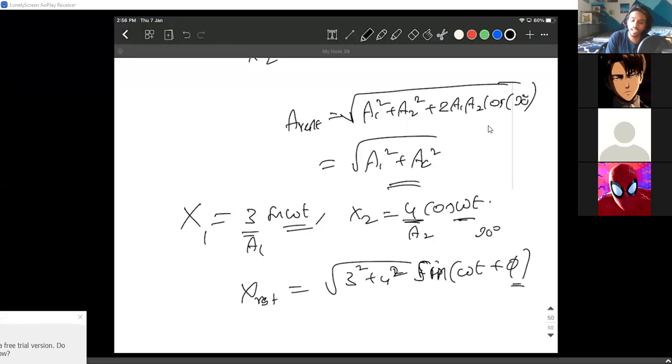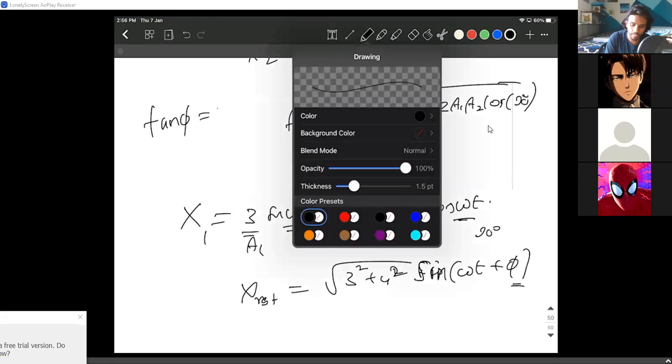How do you find the phi? Do you remember tan phi equals B sine theta by A plus B cos theta? Let me write it properly. In vectors, when you write the resultant, do you remember how we used to write the tan phi value?